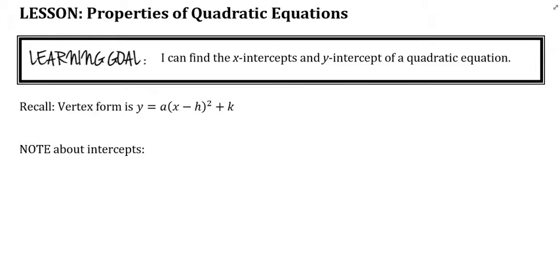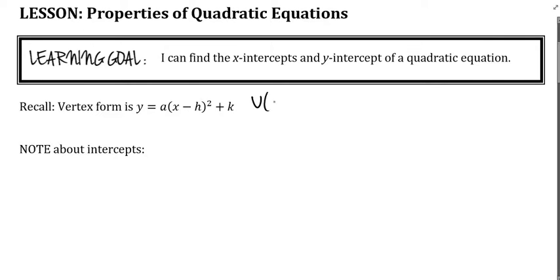So you should have this written down. We're going to do a bunch of examples, and you're going to do the examples with me. We're just going to recall a few things, think about a few things before we get started with the examples. So this is vertex form. We've got A, H, and K. And what we've been working with lately is what they do to the graph.